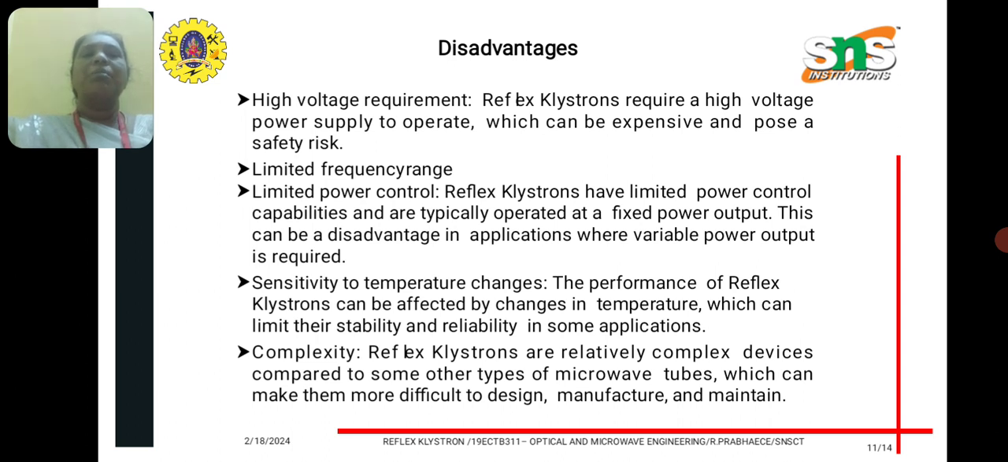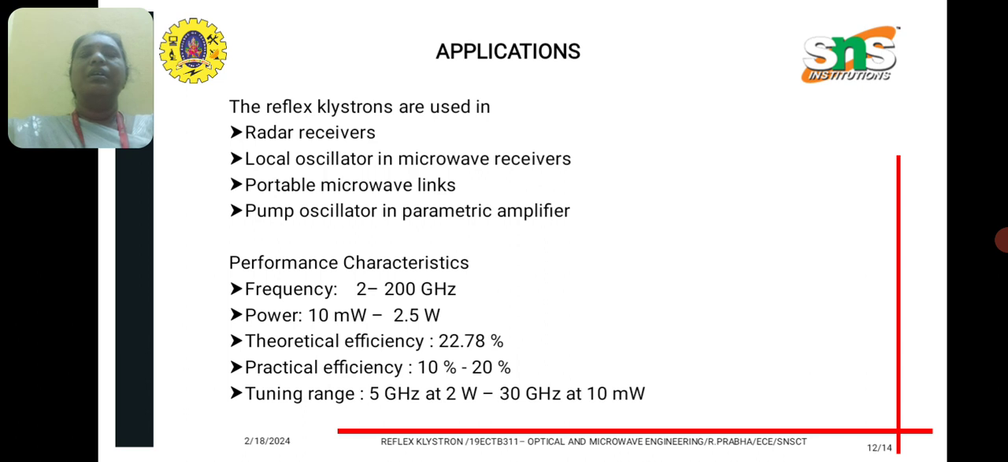And next is the complexity. Reflex klystrons are relatively complex devices when compared to some other microwave tubes, which makes them difficult to design, manufacture and maintain. So in the application part, reflex klystrons are used in radar receivers, local oscillators in microwave receivers, portable microwave links, and pump oscillators for parametric amplifiers, which is another type of microwave active device.